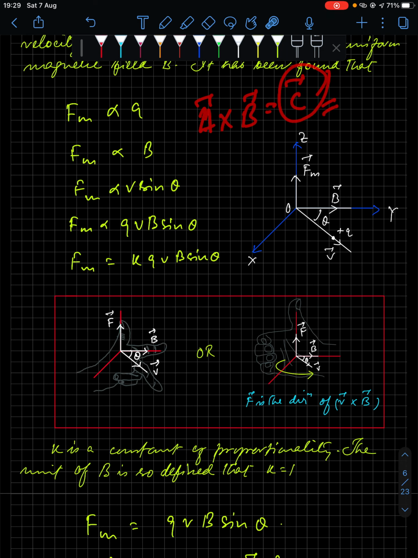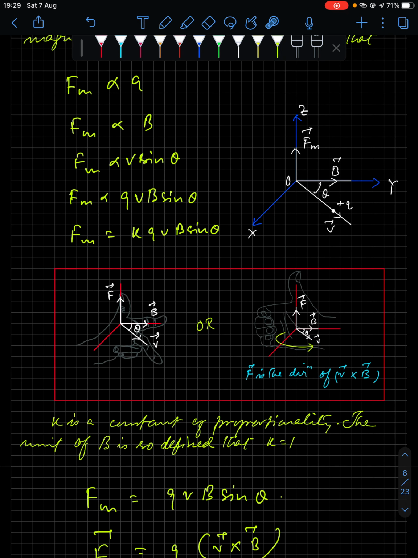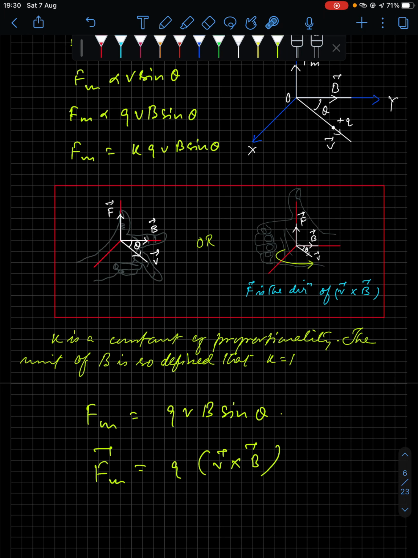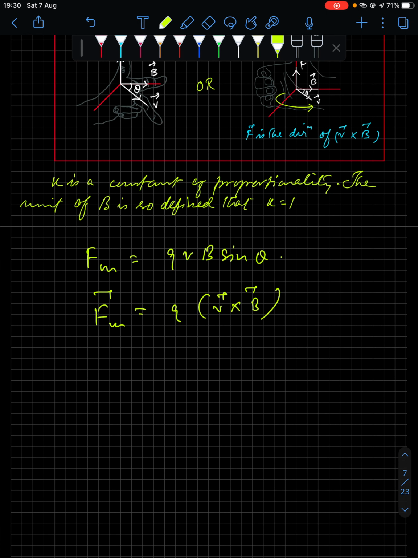If you say that a cross b vector is equal to c vector, the direction of c vector is found like this: when you go from a to b, you curl your fingers from a to b, and the direction in which your thumb points is the direction of c. Similarly, in this situation, you curl from v to b. Velocity v has to come first. So you go from v to b, and the direction in which your thumb points is the direction of the magnetic force. You can use either of these two rules to find the direction of the magnetic force.